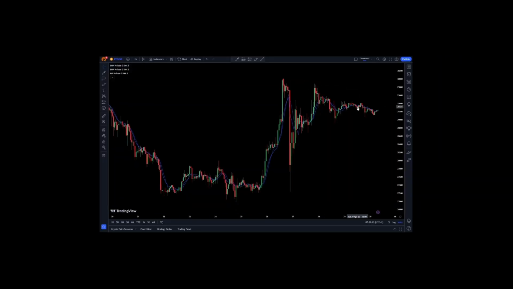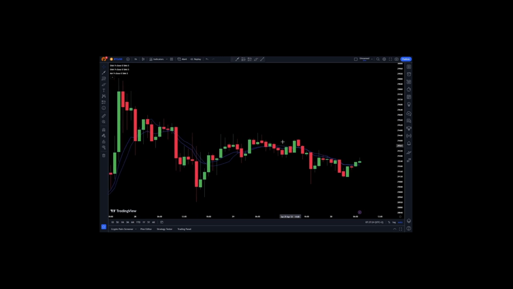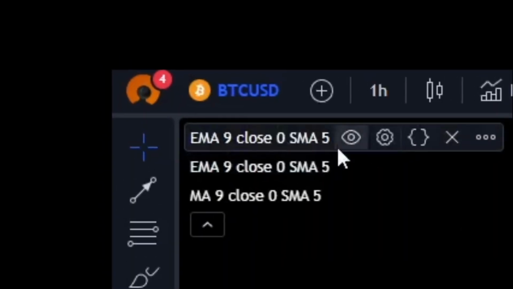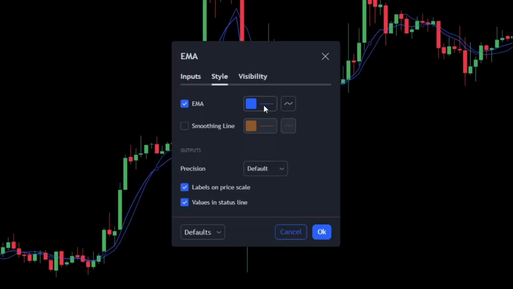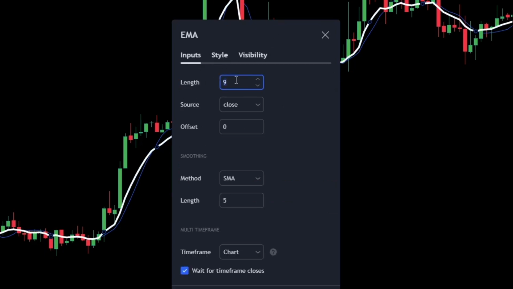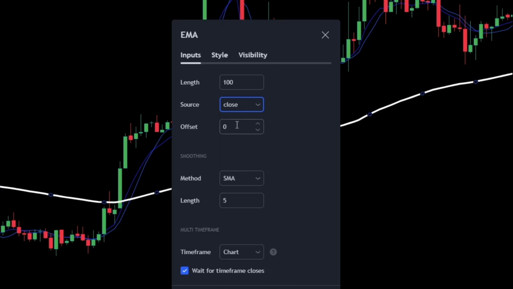All right. As you can see, the moving average lines are applied to our chart. It's well calculated and ready to be used. So we go to the first exponential moving average, we click on settings, we change the color to white, and we choose a thicker line. We go to inputs, we change the length or the period of the exponential moving average to 100, and the source should be the closing price. The offset, we keep it at 0, and the smoothing method should be EMA.